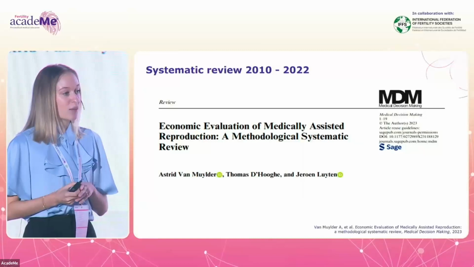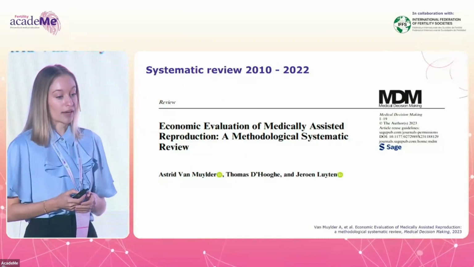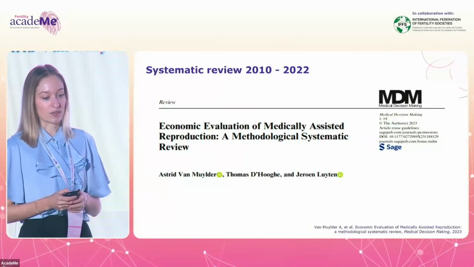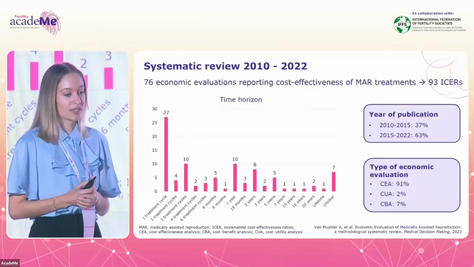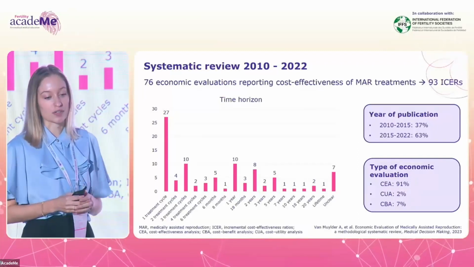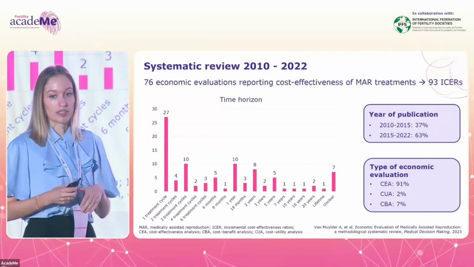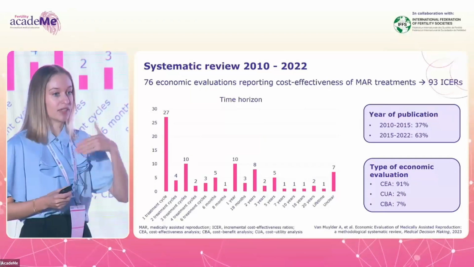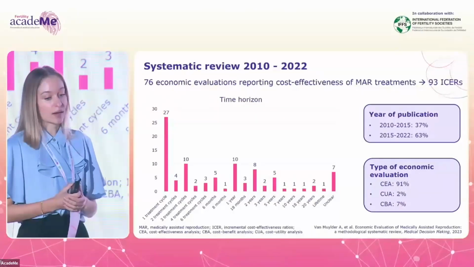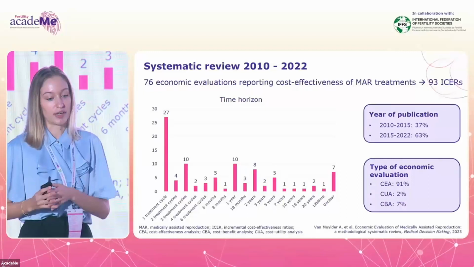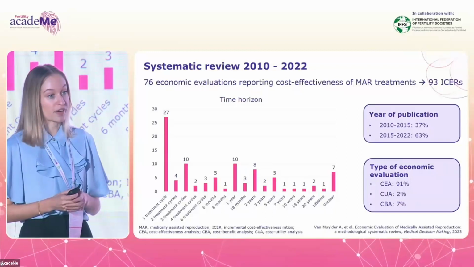So now that I've explained the basics of economic evaluation, I would like to introduce you to a systematic review that I wrote on economic evaluations performed of medically assisted reproduction. In this review, we included 76 economic evaluations reporting on the cost effectiveness of MAR treatments published between 2010 and 2022. We included 93 ICERs in our analysis, given that some articles published more than one ICER. As you can see, most of these studies were published between 2015 and 2022. The most adopted type of economic evaluation was the cost-effectiveness analysis.